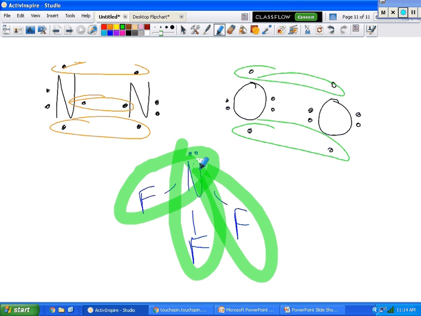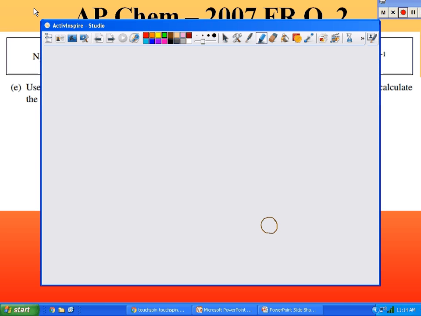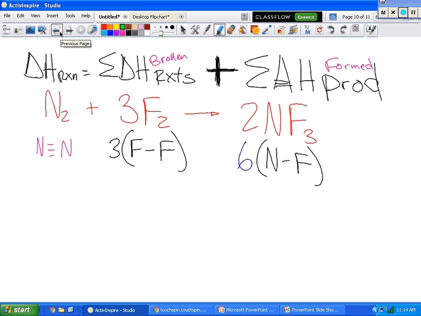But according to the coefficient, how many NF3s do you have? You've got 2 NF3s, so you have a total of 6. And so that's where everyone messed up on this particular problem, is they either put a 2 or they put a 3. That was the most missed part of this question, was that 6. People did not put a 6 there.